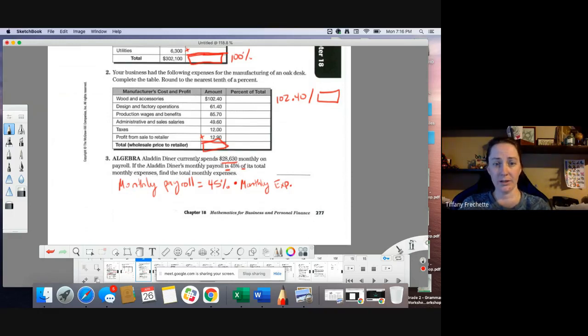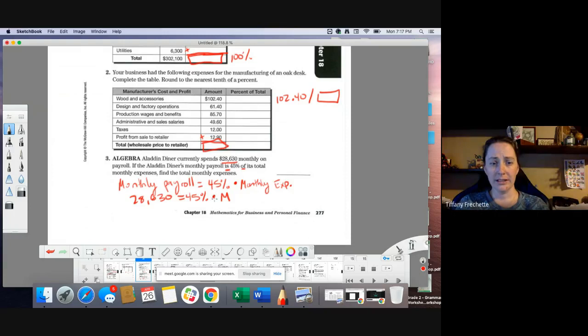So we know what the payroll is. They told us the monthly payroll is $28,630. So I can replace monthly payroll with the amount that I know it is. And then 45% of, instead of writing monthly expenses, I'm just going to write an M. Just to simplify that. So now I have a pretty simple equation here to solve.